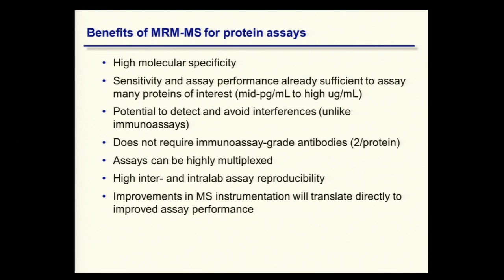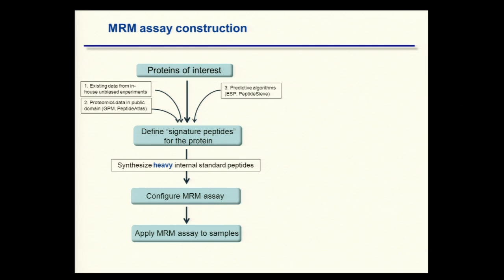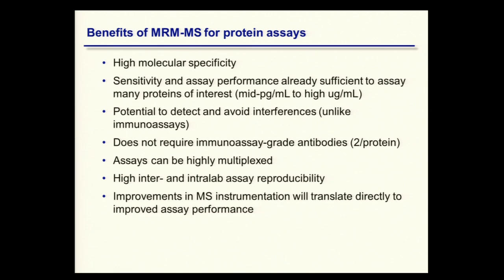Again, going through the benefits of MRM-MS one more time, it has high molecular specificity. We get great sensitivity with this approach, and good assay performance. We can detect sub-picogram per mL levels, and the assay performance is sufficient up to microgram per mL levels. This MRM-MS allows us to detect and avoid interferences, and I'm going to talk about them more later. It does not require any immunoassay grade antibodies. This assay is highly multiplexable, so we can measure hundreds at a time, and it has high inter and intra reproducibility. And as I said, now using the latest generation mass specs, we can detect down to the low to mid picogram per mL range, but improvements in mass spectrometry will only translate into better MRM assays.